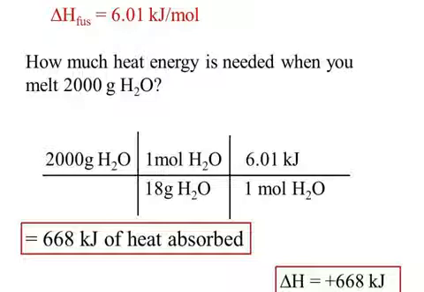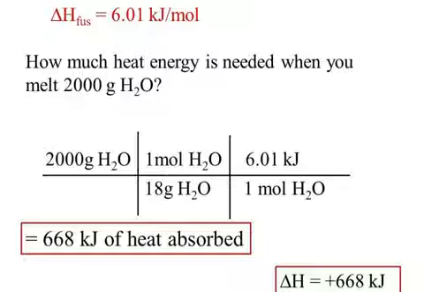Calculations are also fairly simple. You'll be given the heat of fusion value. So how much heat energy is needed when you melt 2,000 grams of water? Well, you can't use your equation mC delta T. You're going through a phase change. There is no delta T.